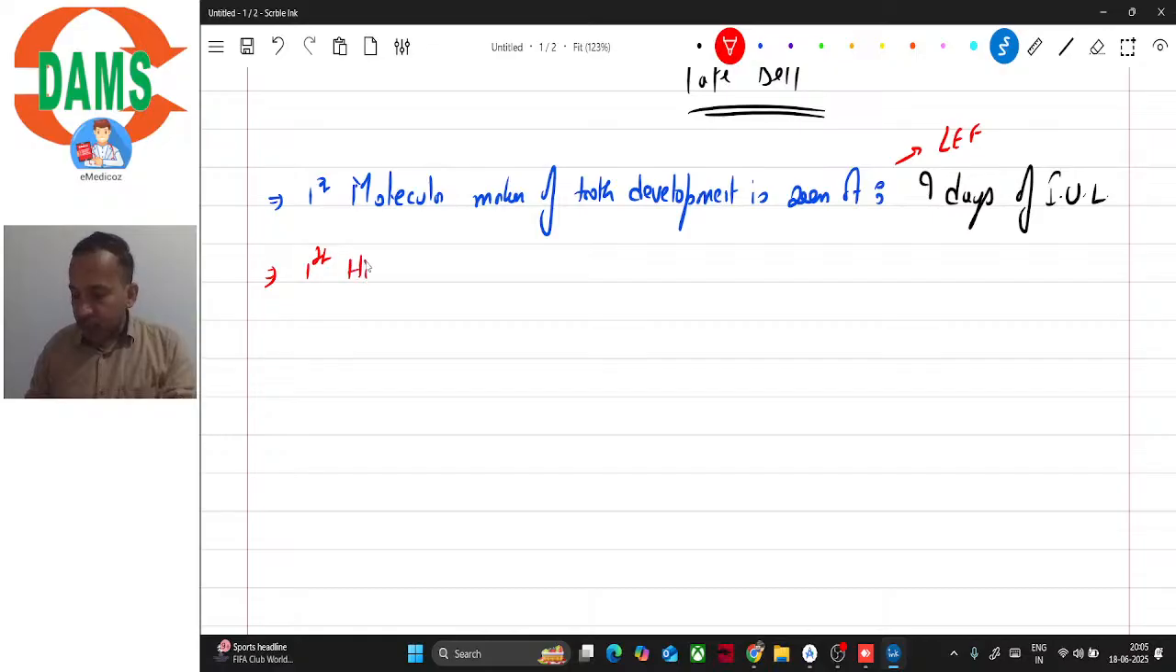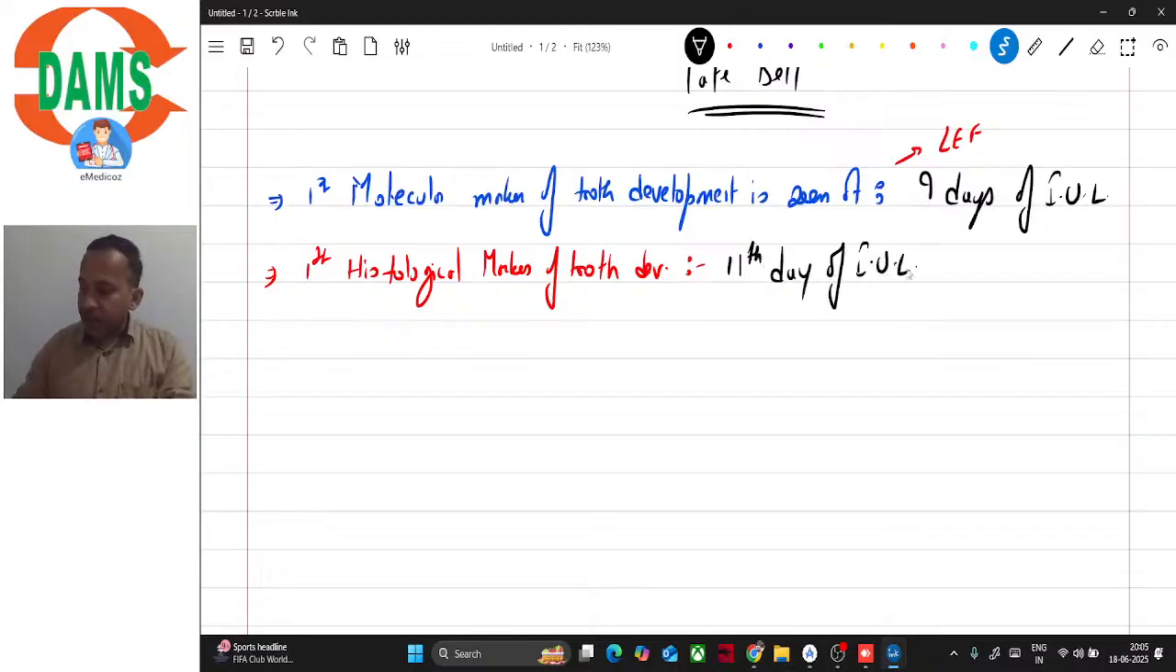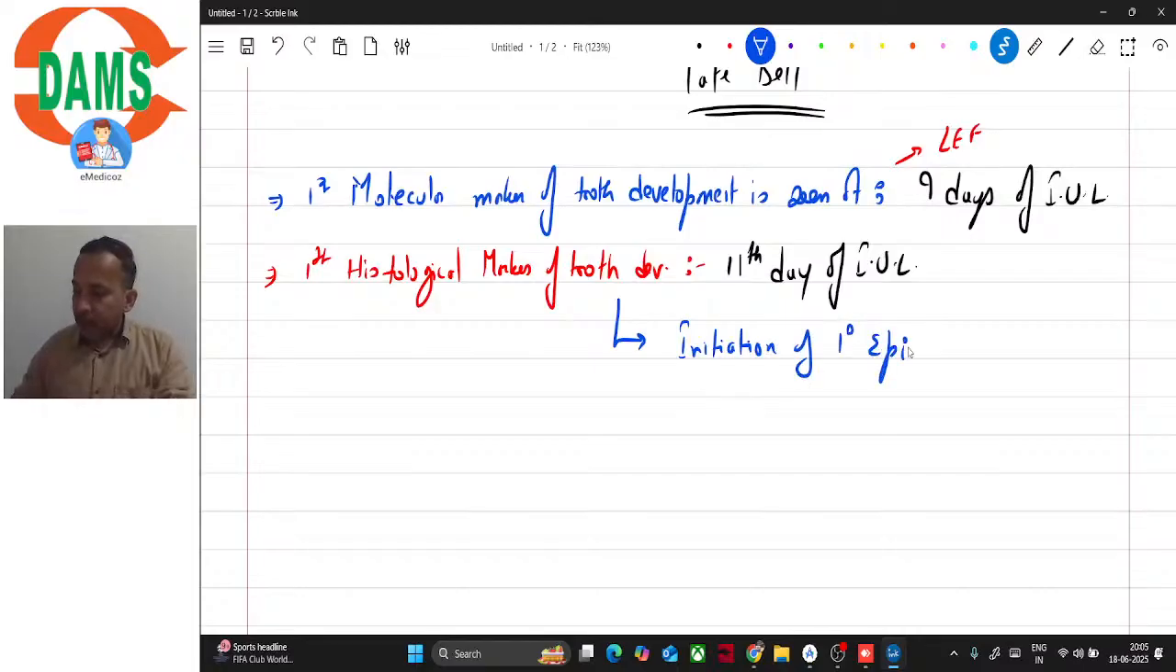The first histological marker of tooth development, or you can say first histological evidence of tooth development, appears at the 11th day of intrauterine life, and basically we are talking about the initiation of the primary epithelial band, right? So the primary epithelial band formation starts at the 11th day of intrauterine life.